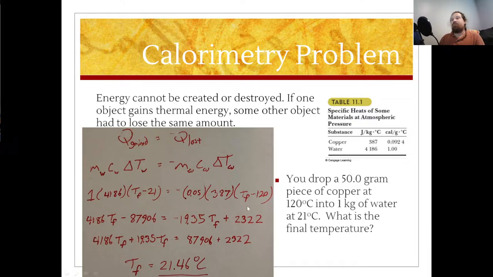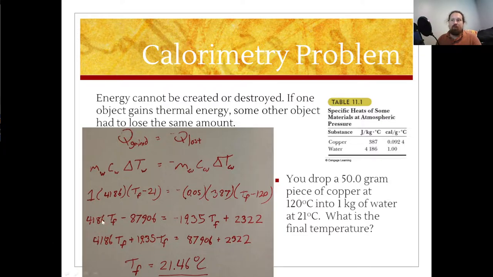And then the delta T for copper is its final temperature minus its initial temperature of 120 degrees Celsius. Again, both materials will have the same final temperature. So it's the same TF on both sides. Keep that in mind. So that means even though TF is written in two different places, it's still the same variable across both sides, meaning that there's still only one variable in this equation, and we can successfully solve for it.